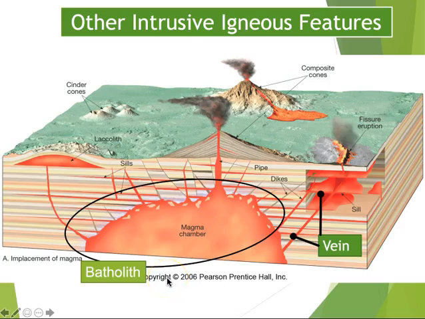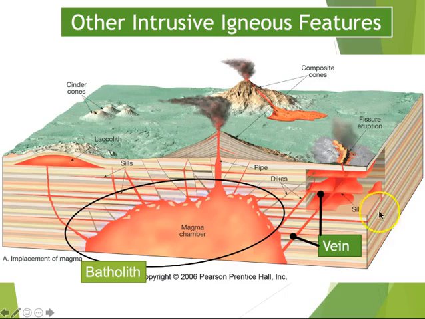Intrusive igneous rocks can solidify into large, intrusive structures called batholiths. Along with the batholith, smaller tabular features called veins form as magma flows, then solidifies along cracks in rock. These features are exposed at Joshua Tree.